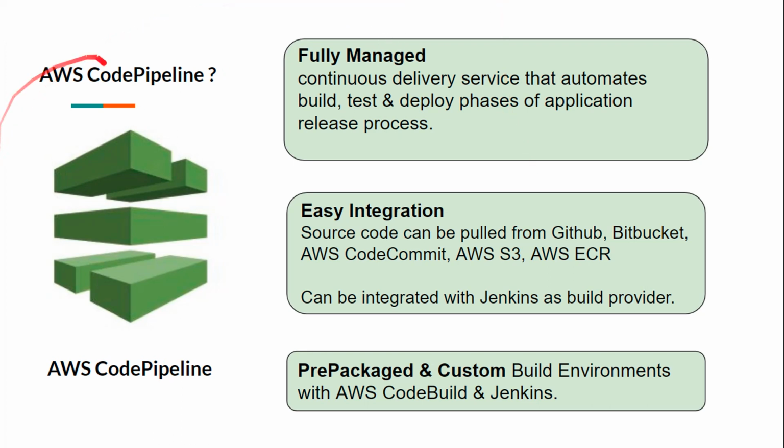So guys, what is AWS CodePipeline? AWS CodePipeline is a fully managed service. It is a continuous delivery service that can help us to automate the build, test and deploy phases of our application for every change we want to release. It is very easy to integrate. It can be integrated with GitHub, Bitbucket, AWS CodeCommit, AWS S3, and AWS Elastic Container Registry for source code, and it can be integrated with Jenkins as an external build provider. Also, it allows us to use pre-packaged and custom build environments using AWS CodeBuild as well as Jenkins.